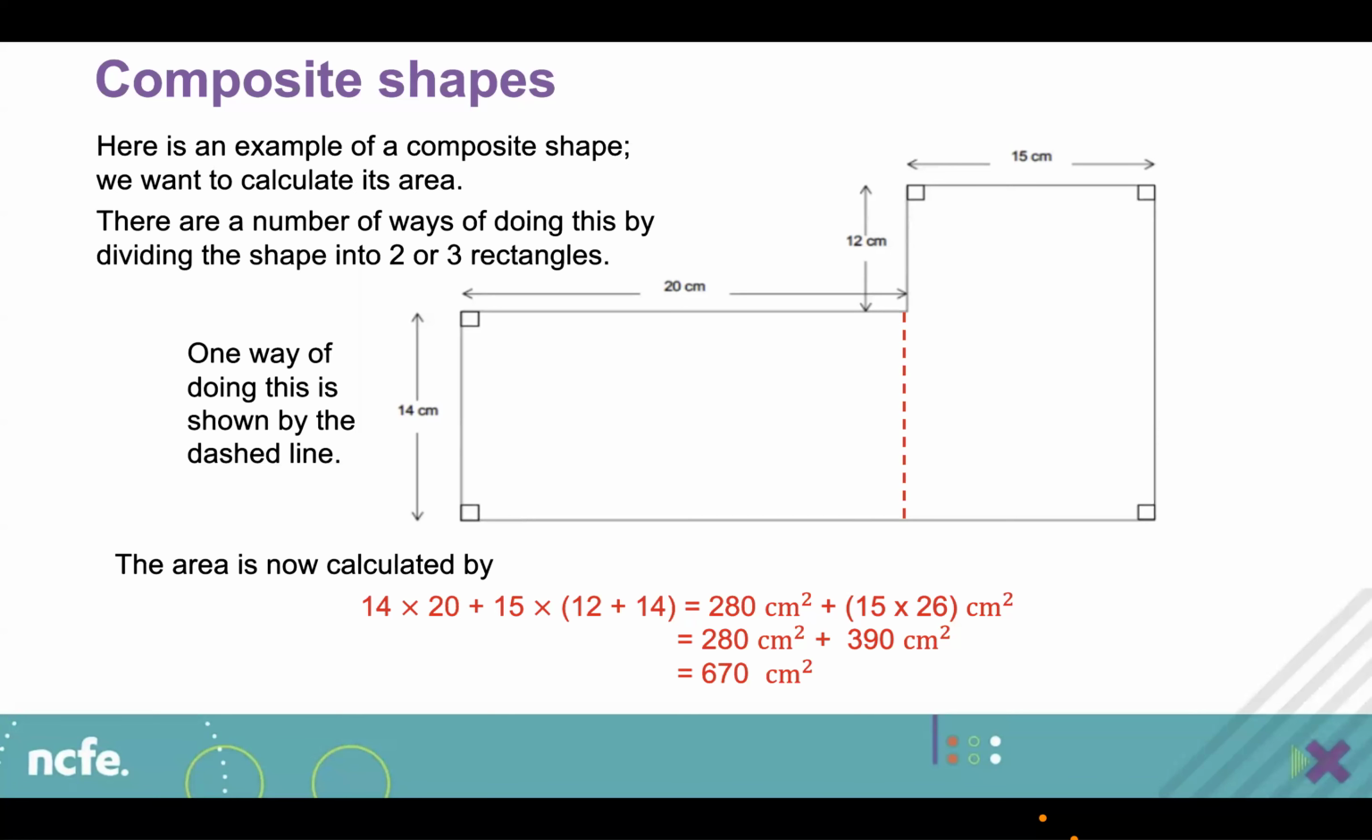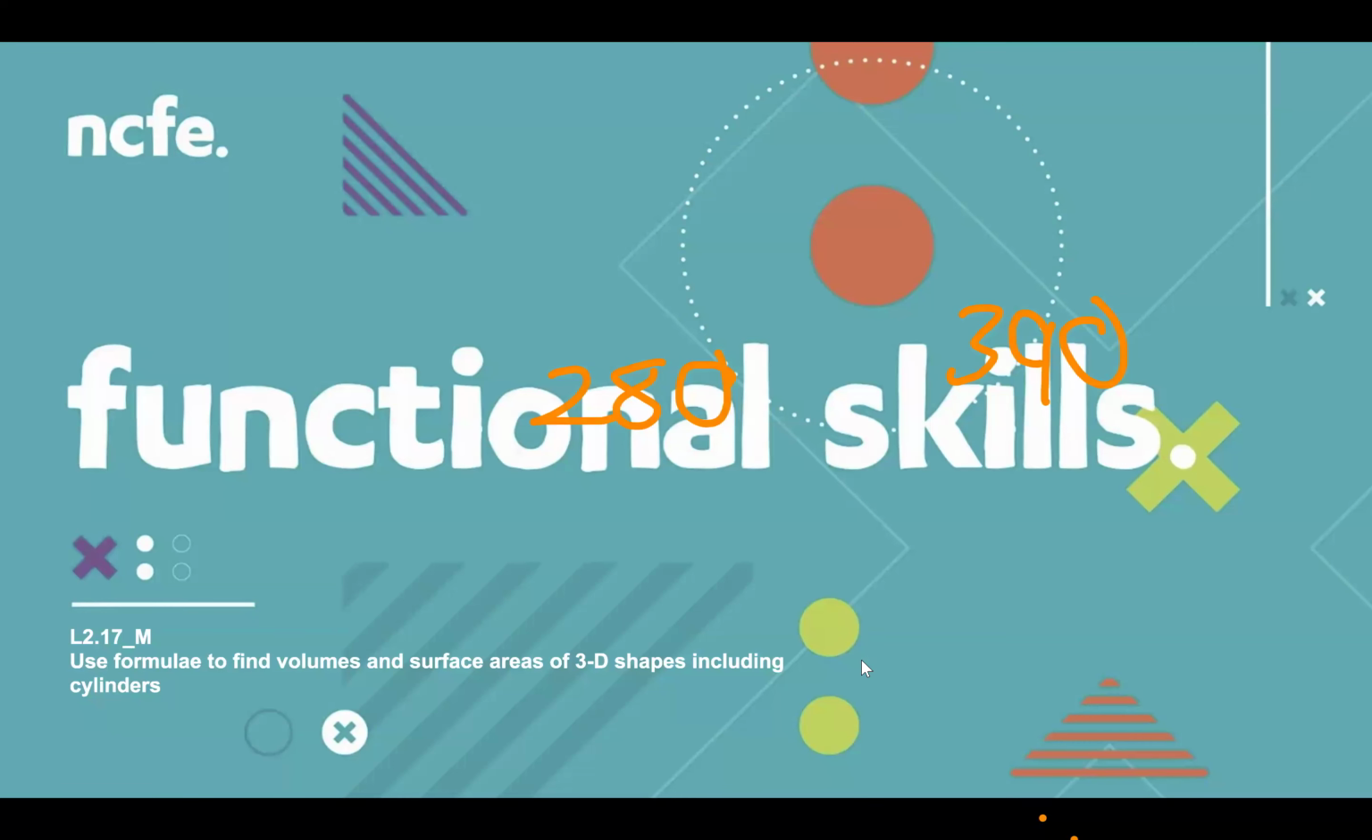So this is 280, this is 390. So the answer would be the sum of those, which equals 670 centimeters squared. And that is that for perimeter. Let's move on to the next one.